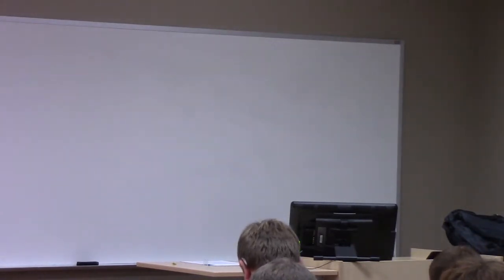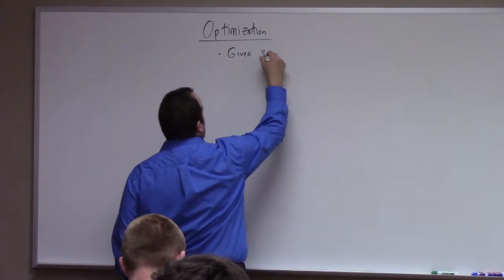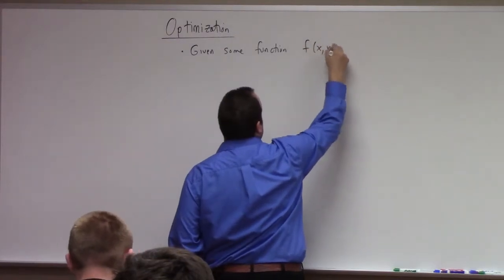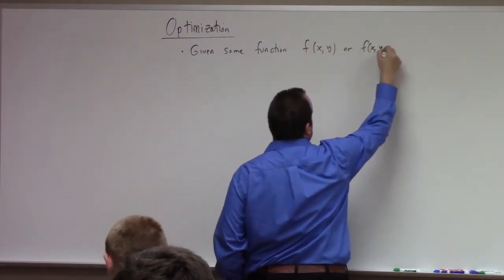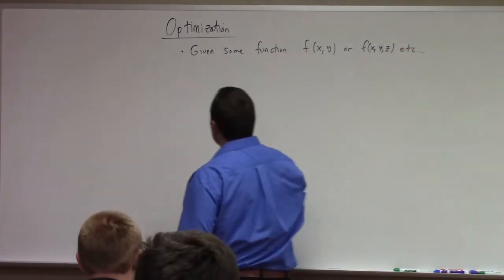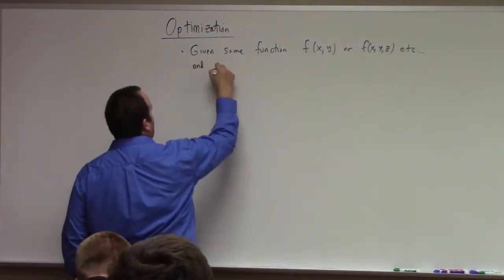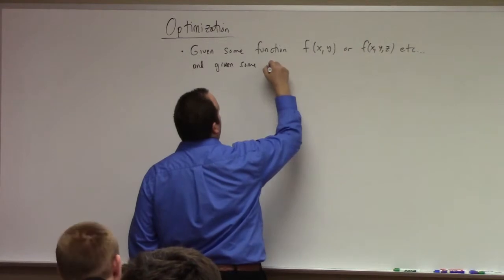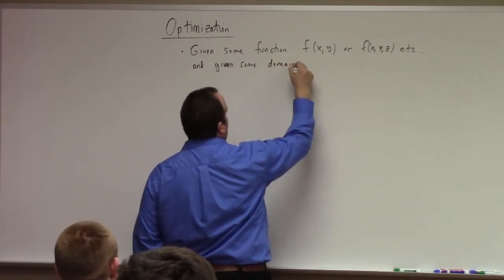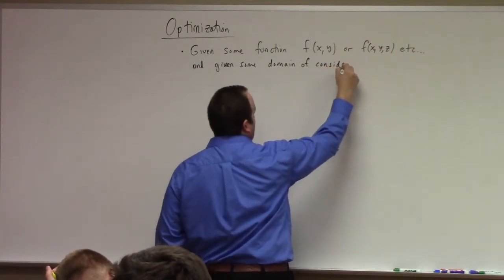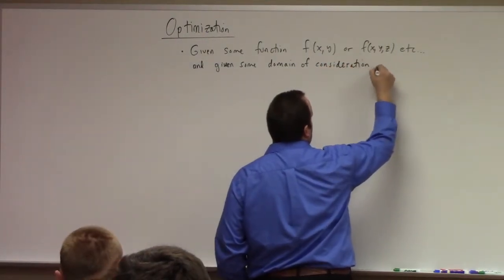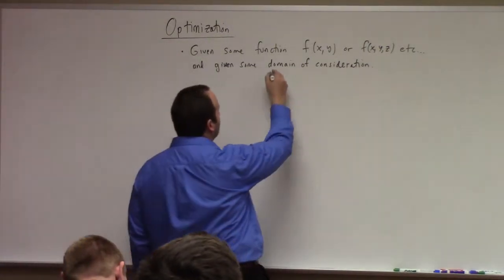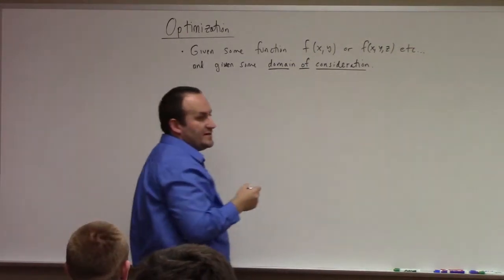So basically, here's the generic problem. Given some function, say f of x y, or f of x y z, etc., and given some domain of consideration. So that's the thing. The domain. What's the domain that you would think about for f if you're trying to optimize it?